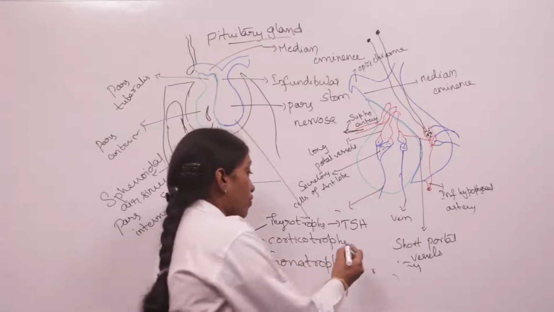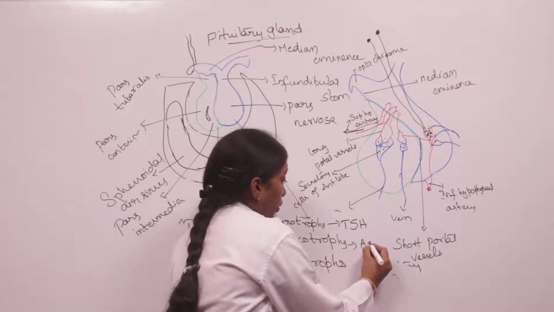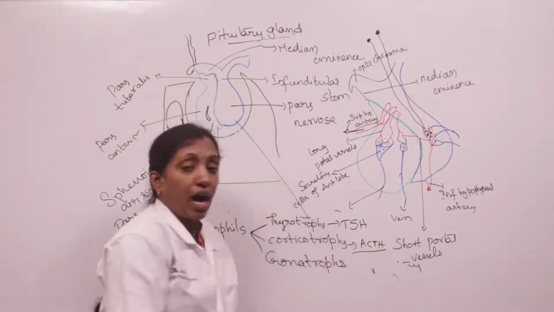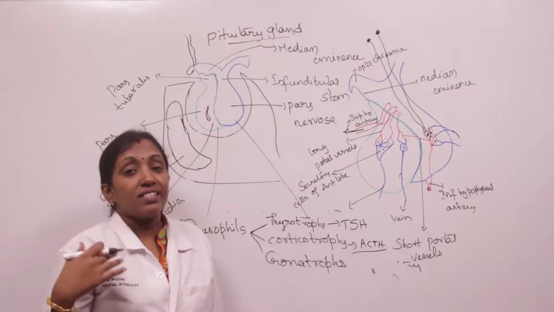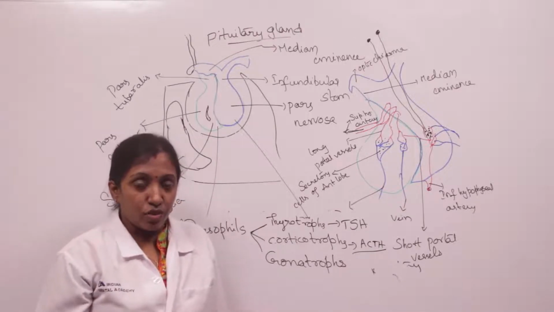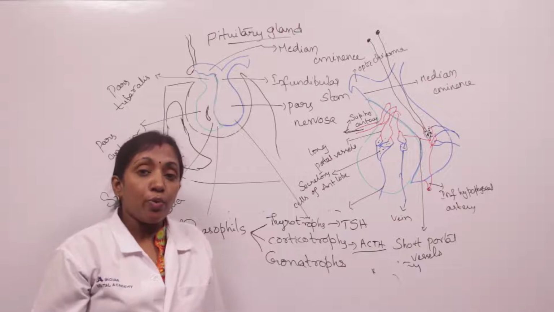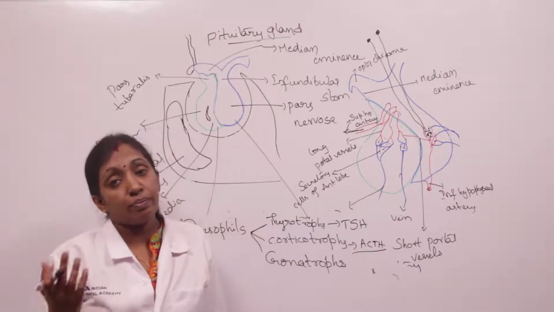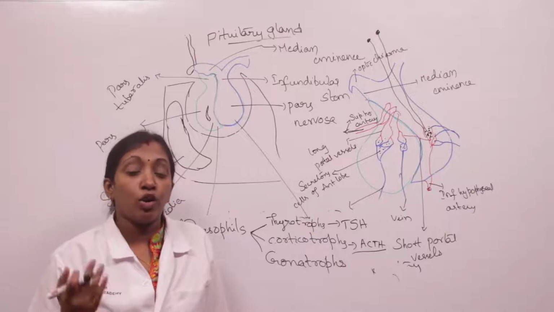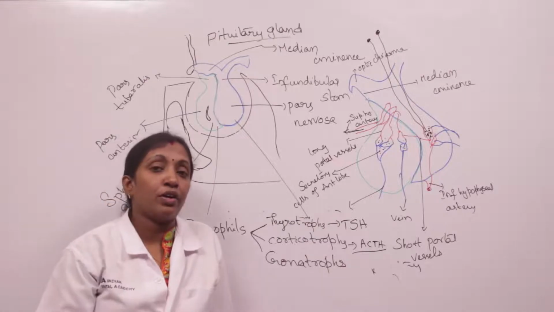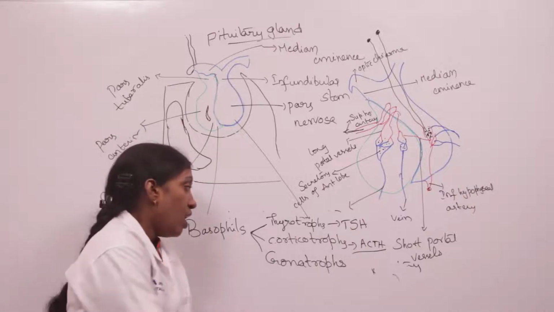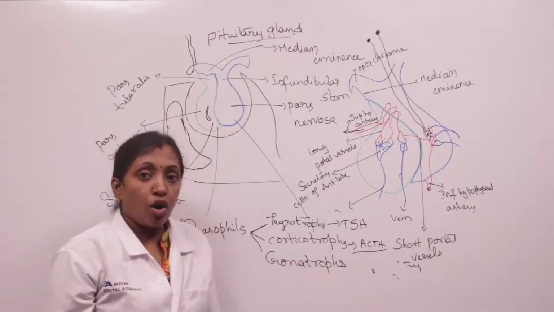And corticotrophs secrete adrenocorticotropic hormone, which controls the secretions of the hormones released by the adrenal gland. We know that various hormones are released by the adrenal gland. Glucocorticoids and mineralocorticoids are present, and these hormones are regulated by the adrenocorticotropic hormone.